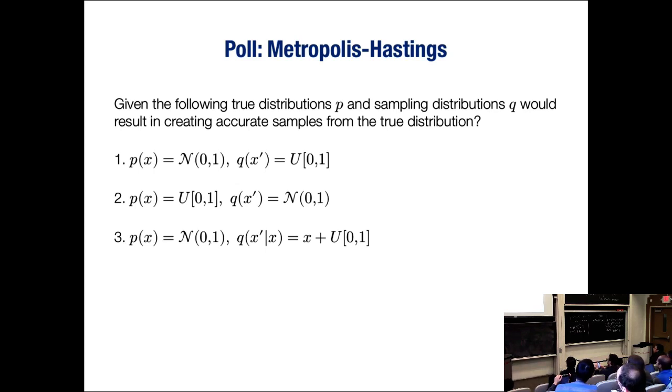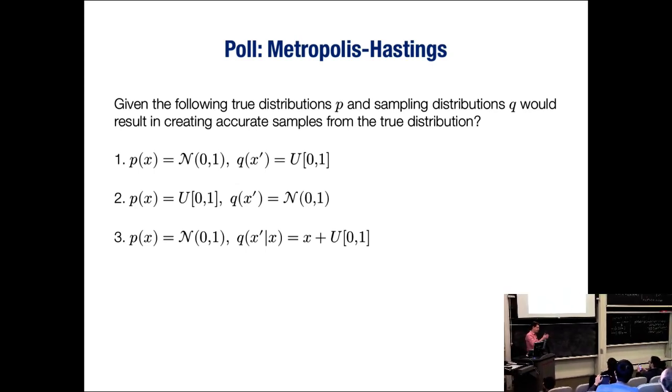Because it kind of should work, right? Because you have full support over everything, so it should work. But why does it work? Because it seems like you're just truncating, like you said. So what actually makes it work? Or maybe it doesn't. You guys can think about that.